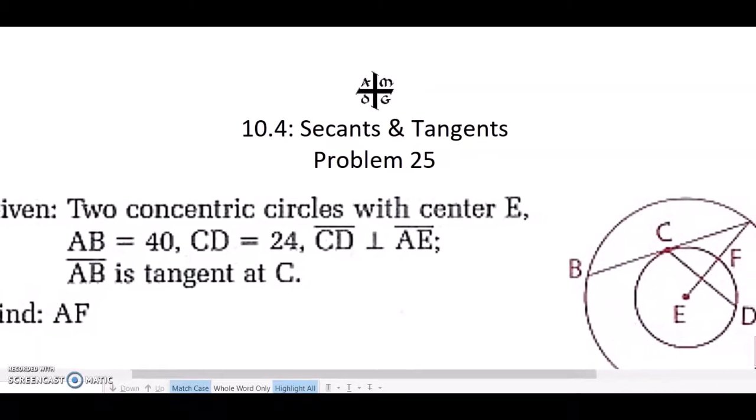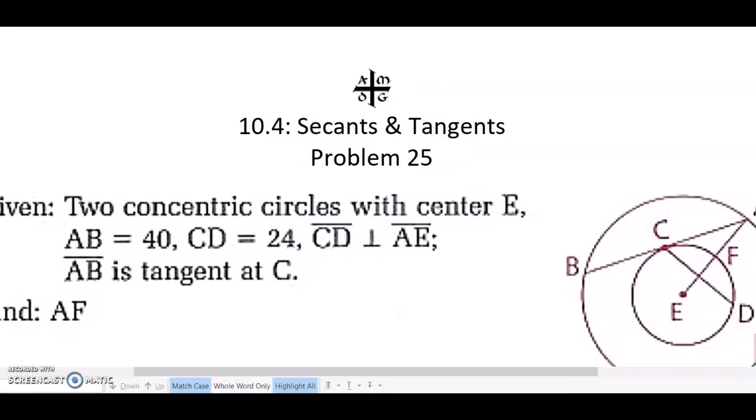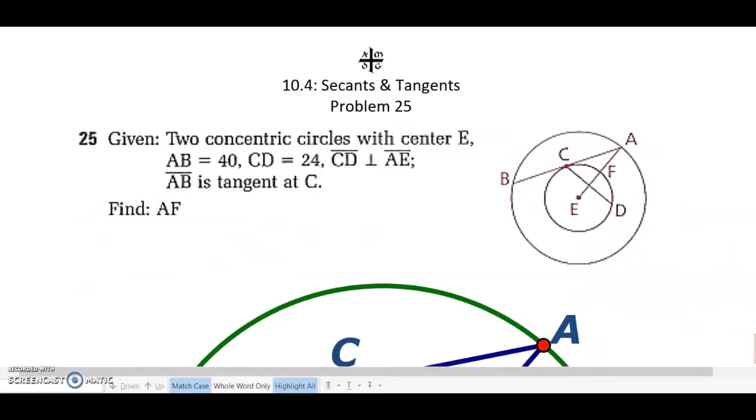Chapter 10, Section 4 is looking at secants and tangents. Let's take a closer look at problem number 25. Here we're given two concentric circles with center E. AB is 40, CD is 24, CD is perpendicular to AE, and AB is tangent to C.